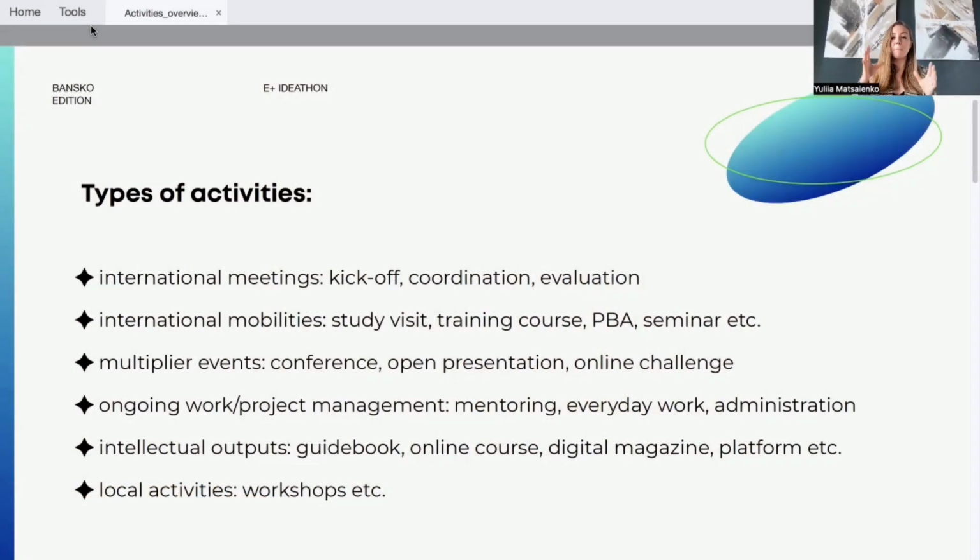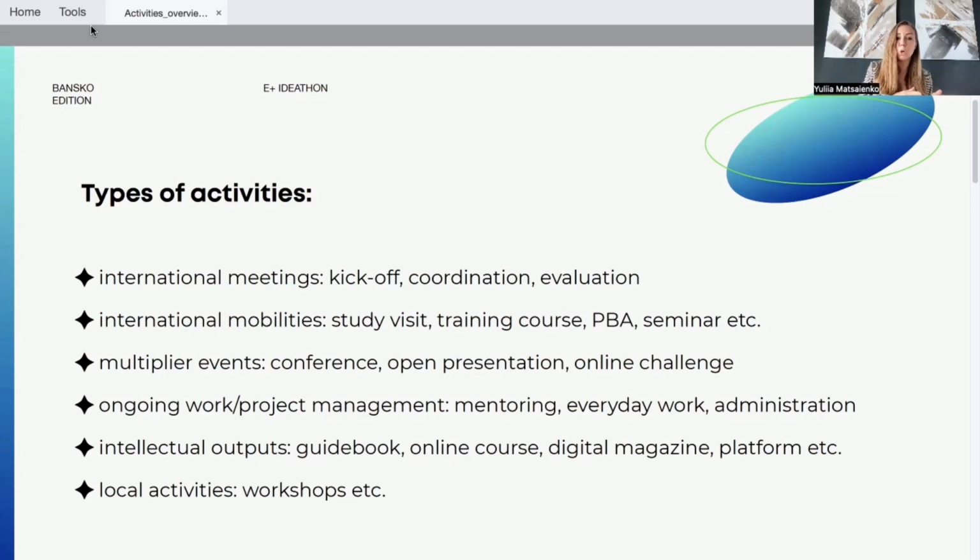The next one is multiplier event. What it means is that this is an event which helps to share the results of your project. Most times, it is called multiplier event or dissemination event. And it can be in the shape of conference or open presentation or online challenge. It's not for participants, and also it's not for partners. This is for crowd outside of your project. Yeah, so who are your target groups outside of the project that you want to engage and share the result of your project? So imagine that you developed a methodology and now you want to share the methodology, let me say, with educators or teachers or youth workers. So they come together for some conference for 50 people and you have an opportunity to share it with them.